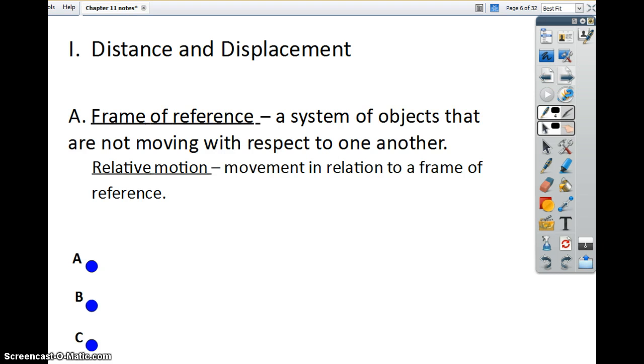Frame of reference. A frame of reference is a system of objects that are not moving with respect to one another. We actually use a frame of reference to detect motion. You just might not realize it. Relative motion is just movement in relation to the frame of reference. So you have a frame of reference that you use, and then you detect relative motion in relation to that frame of reference.